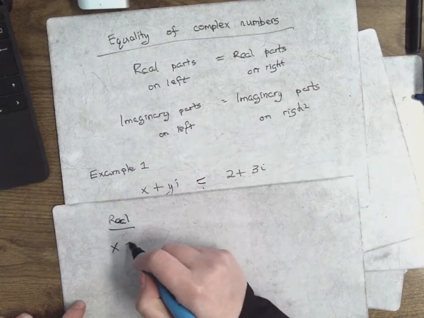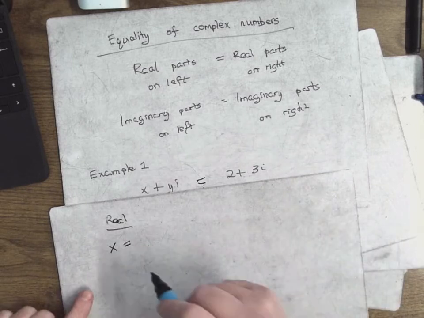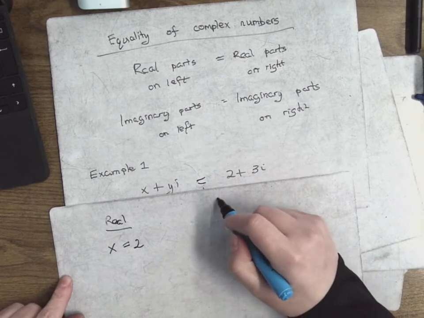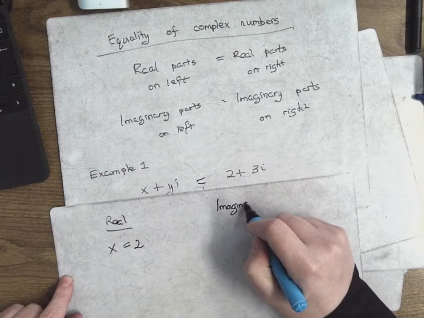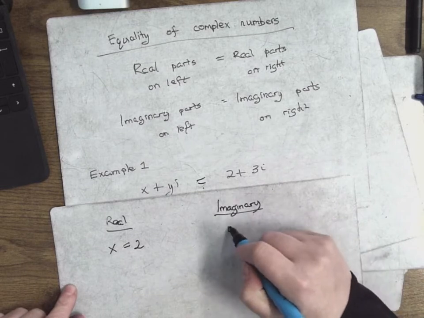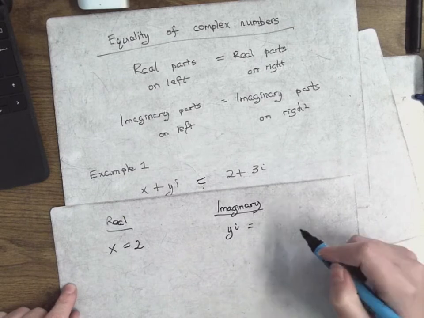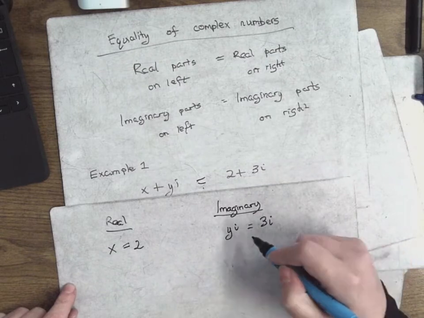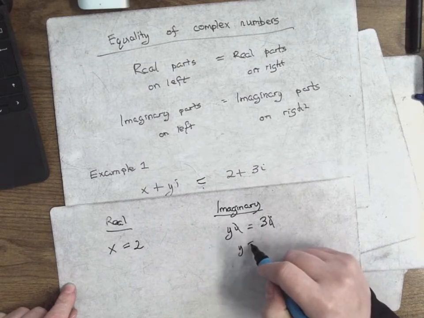Then you write the equals. Then you write the real bit on the right hand side. So what's the real bit on the right hand side? 2. Right? So there's half your answer, x equals 2, right? So then you go to the imaginary. So you pick out the imaginary bit on the left-hand side. Which is the imaginary bit on the left-hand side? yi. And you let it equal to the imaginary bit on the right-hand side. What's the imaginary bit on the right-hand side? 3i. There's an i common to each term, isn't there? So you can knock out the i's. So what am I left with? y is equal to 3.